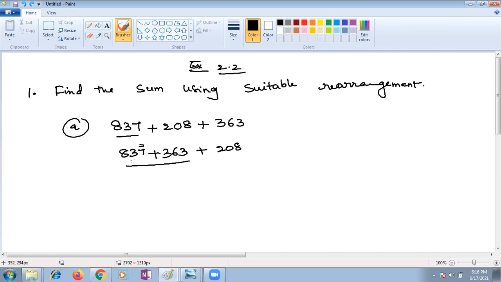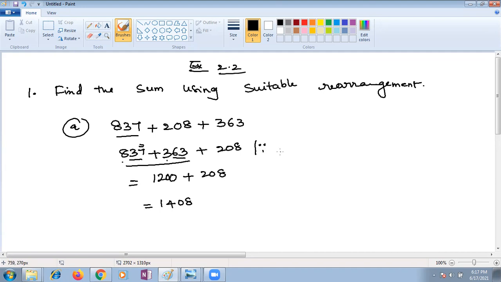Exactly. It is 37, it is 63, together 100. So 800 plus 100 is 900. 900 plus 300 is 1200. 1200 plus 208. Come on, children. Now you can make it as 1200 plus 200. It's 1408. Yes.